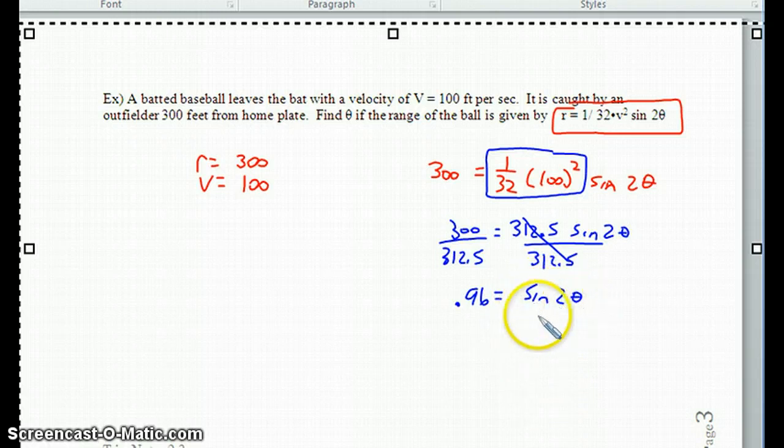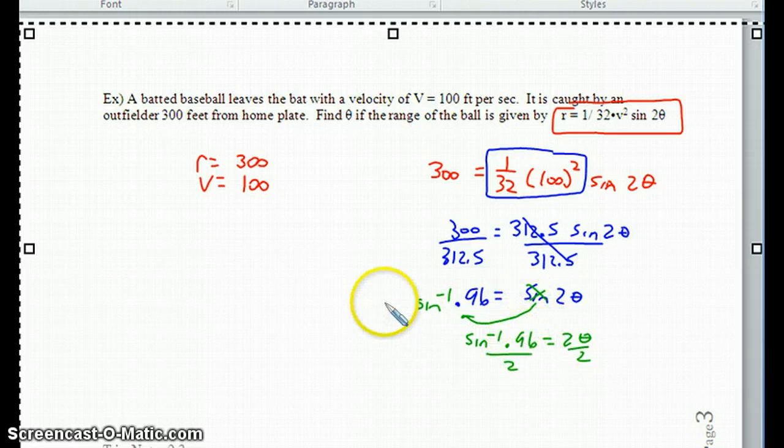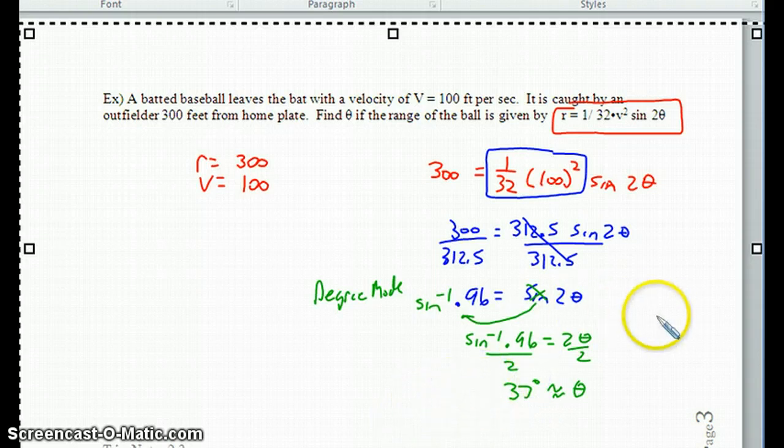This says the sine of 2 theta, so if I want to get theta by itself, I'm going to have to move away the sine. So I'm going to move the sine away by putting it over here, taking the inverse. So now I have the sine inverse of 0.96 equals 2 theta. And then if I want to solve for theta, I would divide that by 2. I'm going to choose to have my calculator in degree mode. When I type the sine inverse of 0.96, get that answer, and divide it by 2, I end up getting that theta is approximately 37 degrees. So the ball would be leaving the bat on a 37-degree angle to be able to get out to my outfielder.